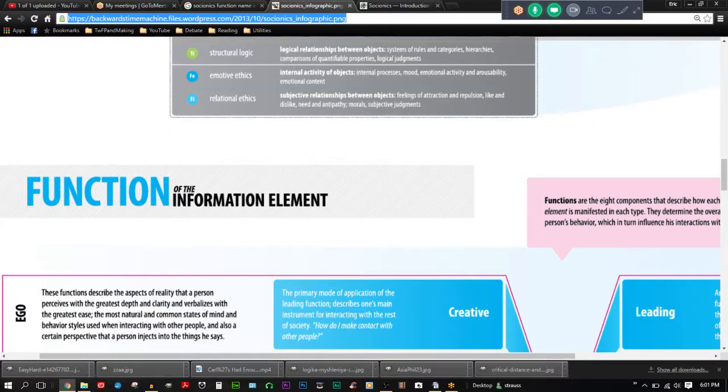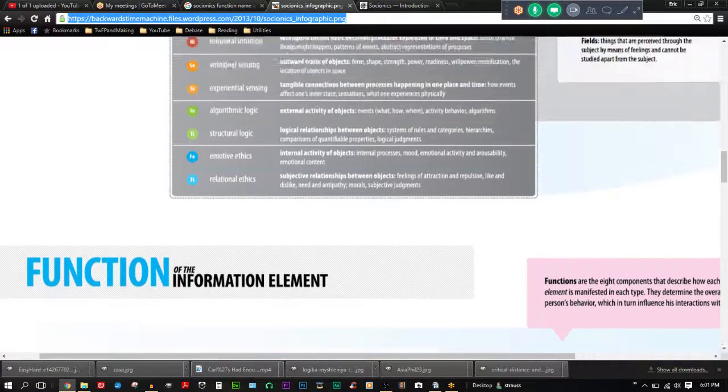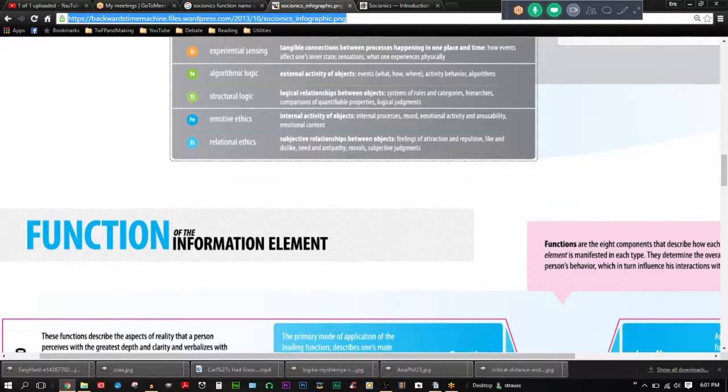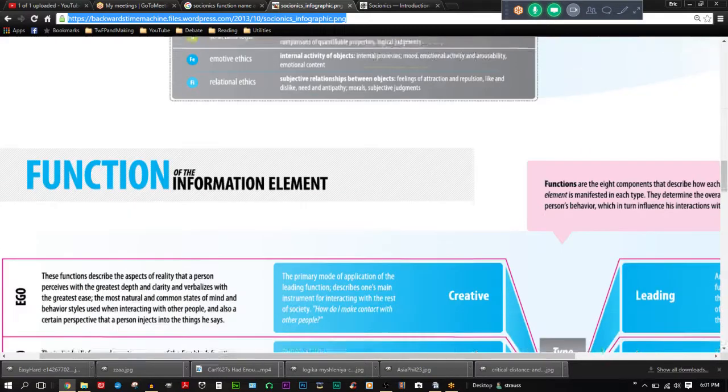And then the distinction they make for FE and FI on this informational elements chart is emotive ethics is FE, internal activity of objects, internal processes, mood, emotional activity and arousability, emotional content, and relational ethics, subjective relationships between objects, feelings of attraction and repulsion, like, dislike, need, and antipathy, moral, subjective judgments.